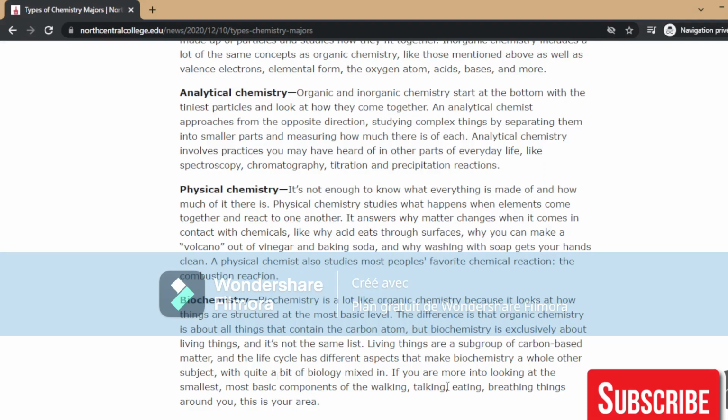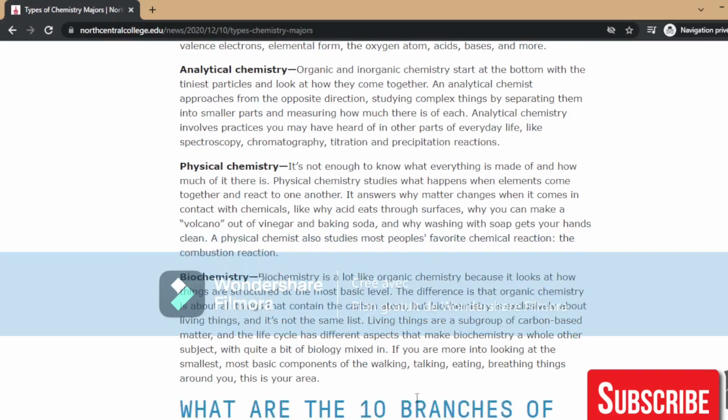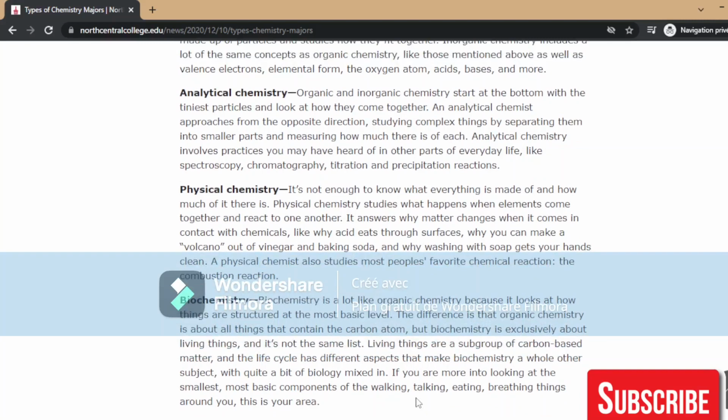Living things are a subgroup of carbon-based matter, and the life cycle has different aspects that may make biochemistry a whole other subject with quite a bit of biology mixed in. If you are more into looking at the smallest, most basic compounds of the walking, talking, eating, and breathing things around you, this is your area.